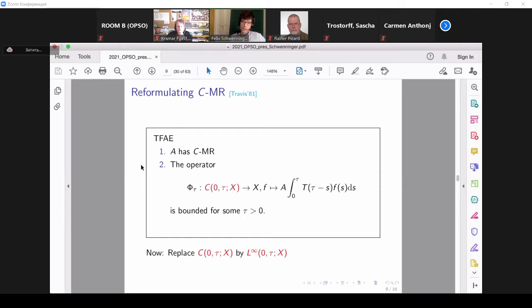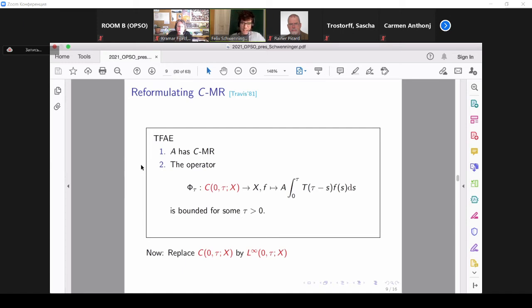You look at the operator Phi_tau. This is the operator that maps f to A applied to this convolution, but the convolution now evaluated at a fixed time tau. And if this is a bounded operator from the continuous functions on [0, tau] with values in X to X, then this is equivalent to saying that A has C maximal regularity. So this looks similar to the definition of C maximal regularity, but it's not exactly the same, because if you recall, maximal regularity was saying that a function in time was living in the same space, namely the continuous functions, and this is now an operator that maps the continuous functions to a fixed element in X.